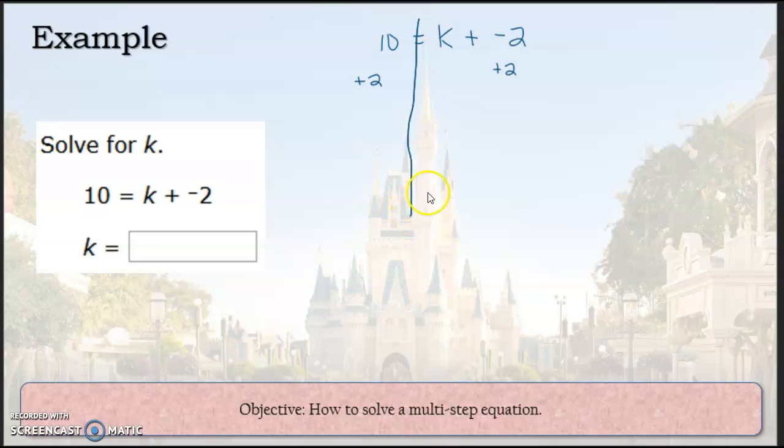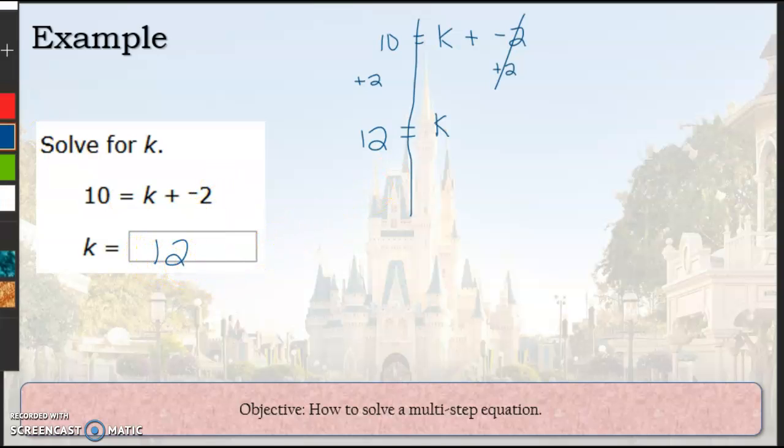Again, I draw lines sometimes. These end up canceling. K equals 12. And that's all we have to do. This one's pretty simple. All right, let's switch up some colors here.